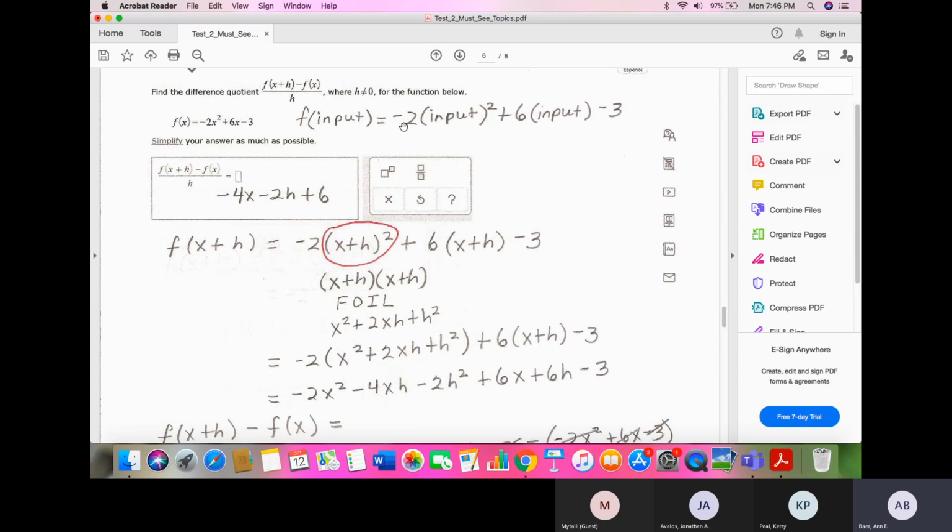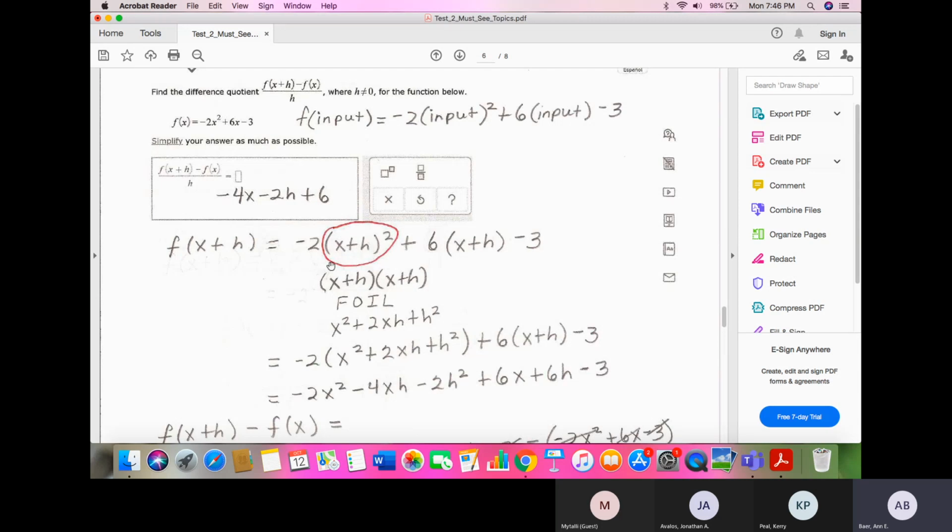So we get f of x plus h equals -2 copied down. What we're writing down is -2 times our input. Our input here is x plus h, and then we're going to square that right here. So we put the square here. Plus 6 times our input. We write down the plus 6, and our input is what's inside the parentheses, which is x plus h. Minus this 3.